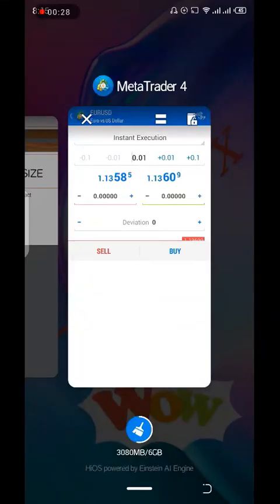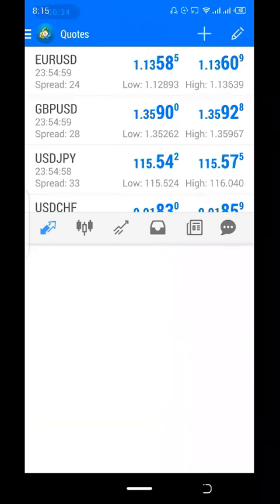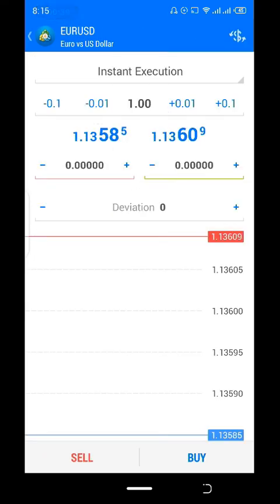So what's lot size? Lot size measures the amount you want to transact, the amount you want to trade. So let's say you made an analysis on EUR/USD, that EUR/USD is gonna rise. So if it's gonna rise, you would like to buy. So you're gonna have a certain target. For example, EUR/USD is going to rise to a certain level.